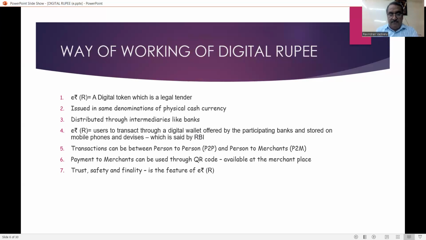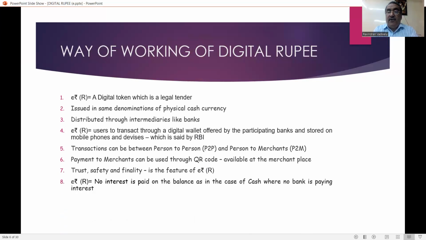safety and finality are the main features of digital rupee. In CBDC, many countries offer interest on the balance in their wallet. But in India, there is no interest concept. Whatever the balance, no interest will be paid, because if they pay interest on this type of wallet, then this digital rupee concept becomes a direct competitor to the banks in getting more deposits.